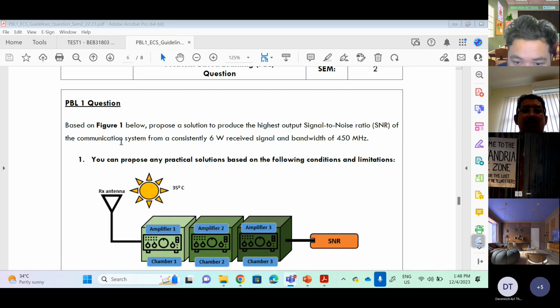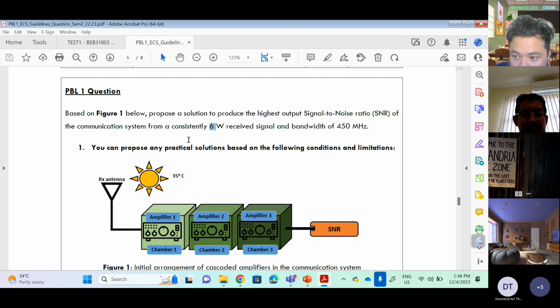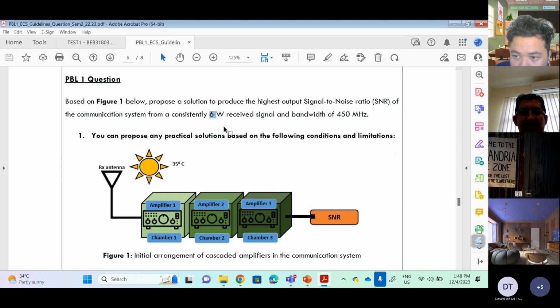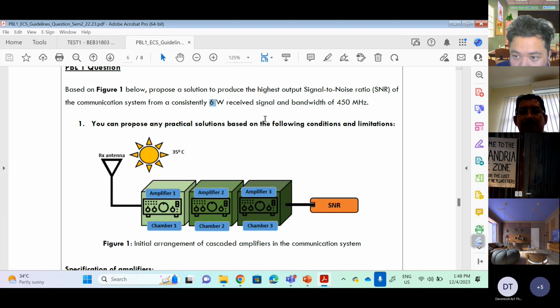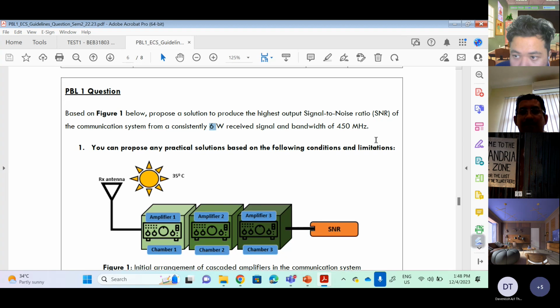So based on the figure 1 below, propose a solution to produce the highest output SNR of the communication system from a consistently 6 of received signal and bandwidth of 450 MHz.